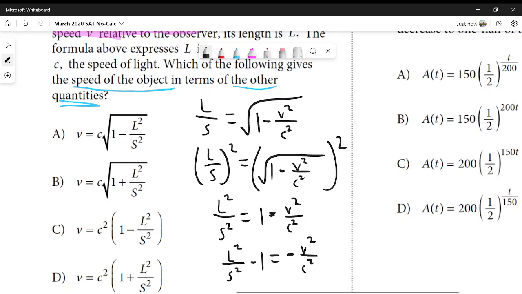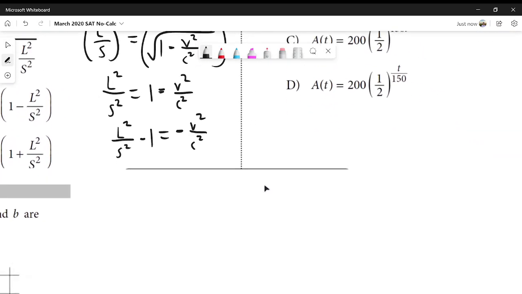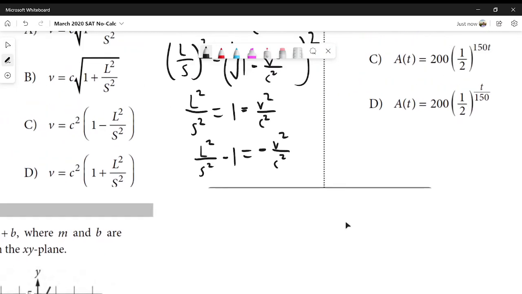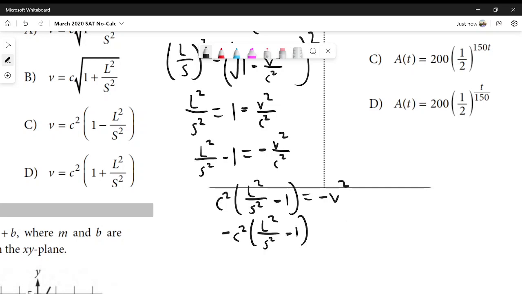And then, let's see, I'm going to multiply both sides by c squared. So it's going to be c squared times (L squared over S squared minus 1), and that's equal to negative v squared. Now I'm just going to divide everything by that negative. It's going to be negative c squared times (L squared over S squared minus 1), and that's going to give me v squared.